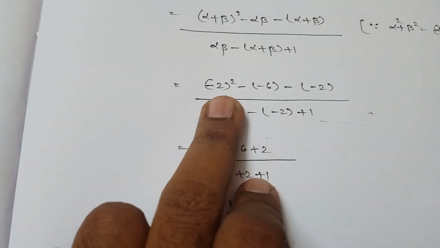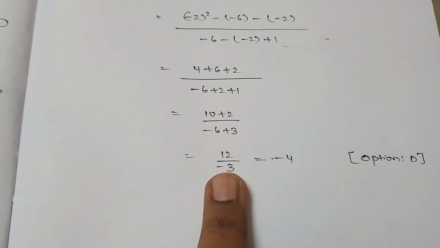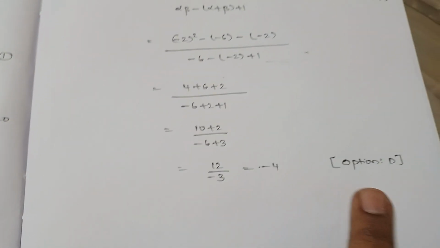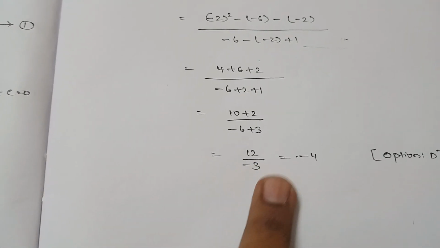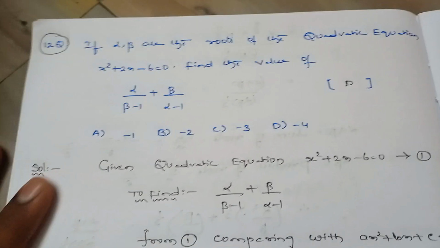Okay, now substitute the values of the sum of the roots and the product of the roots. I substituted all the values and simplified. We get 12 by minus 3, that equals minus 4. We get option D. The result is minus 4. We get option 4, that is option D.